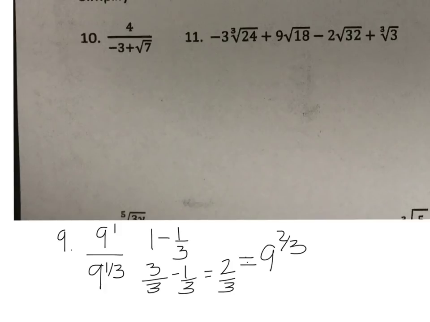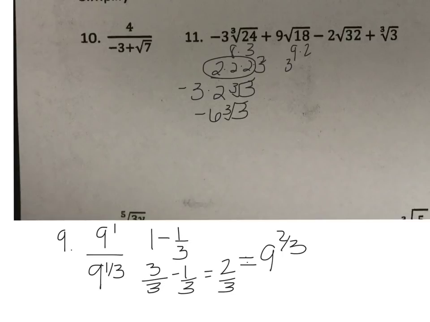So 24 is 8 times 3, and 8 is 2 times 2 times 2 times 3. It's a cube root, so I want 3 of them. I'm going to take those 3 out. -3 times 2 cube root of 3. And I multiply the numbers in front, so -6 cube root 3. Let's see, 18 is 9 times 2, which is 3 times 3 times 2 with the square root. I'm looking for pairs, so that's plus 9 times the 3 comes out, the 2 stays in the radical, so plus 27 radical 2.